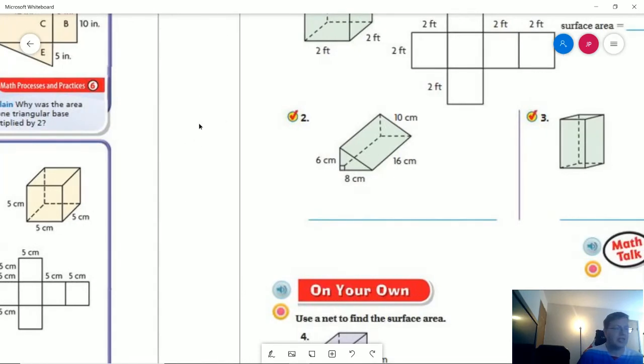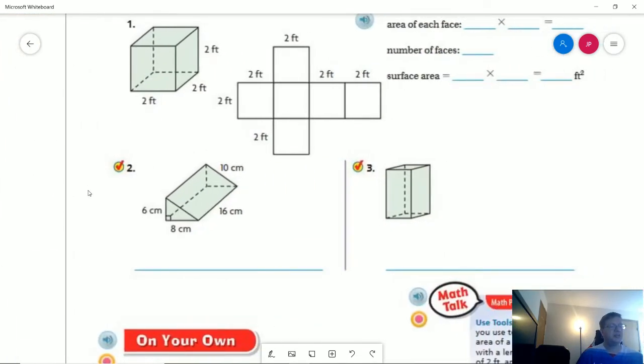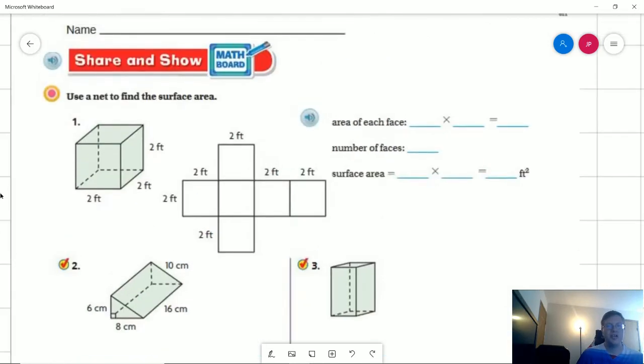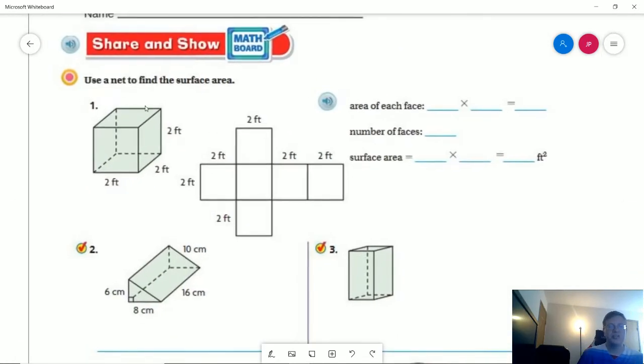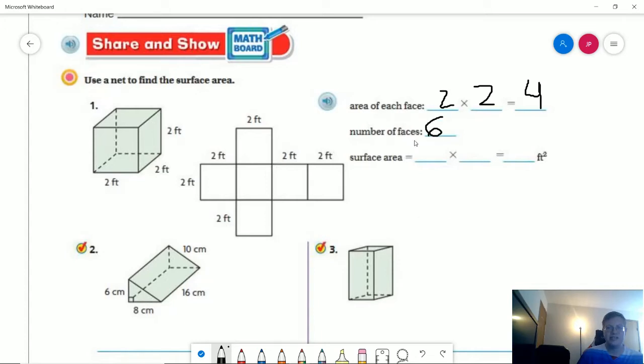So let's take a look at our first problem, excuse me, for Share and Show. We want to figure out the area of each of these. It looks like everything is going to be identical. So for each face, we can do 2 times 2 equals 4. And because we are working with a cube, we are always going to have 6 faces. And so we can do 6 times 4 equals 24.